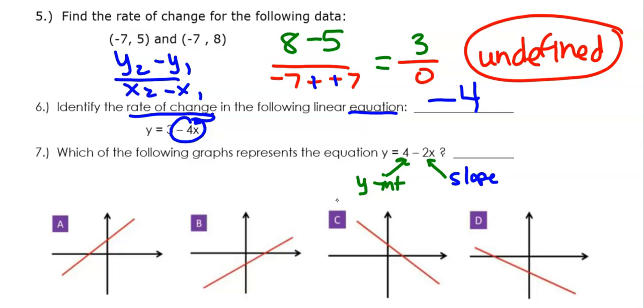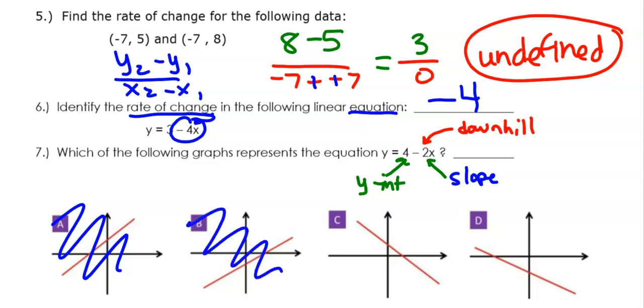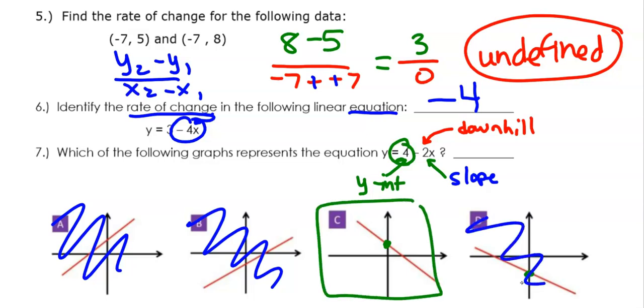So when we think about the main idea here, the slope is negative. That means our graph would be going downhill. That means option A is out, option B is out. Now we need to focus on our y-intercept. The y-intercept is +4. Now even though there are no grid marks on this worksheet, you can still see that the y-intercept of this graph is positive and the y-intercept of the last graph is negative. And since the y-intercept is +4, that makes this the only option.